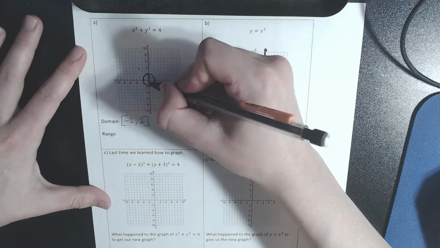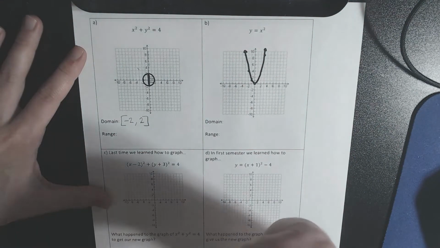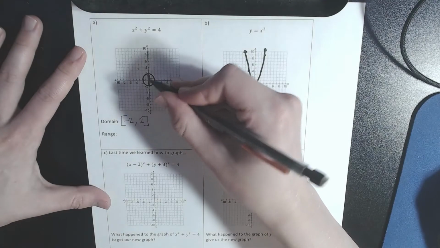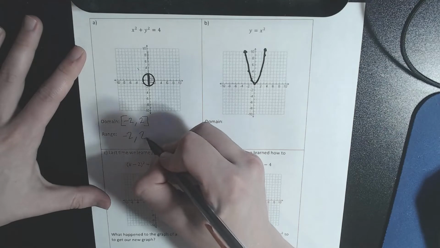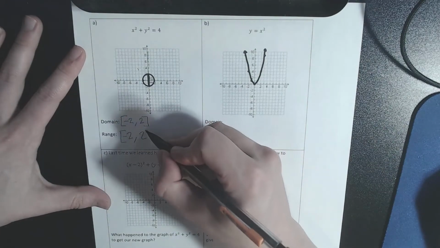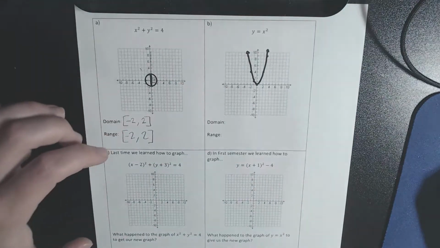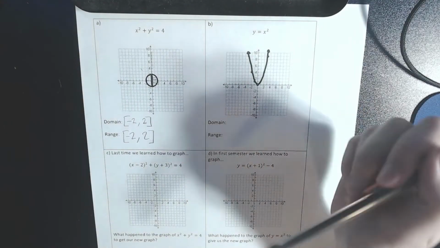So it's only the y values in between here and here that get hit. So again, it's down from -2 up to 2. So we just do -2 to 2, and both of the endpoints do get hit, so we're going to put brackets around those. So that's the domain, and that's the range of this relation. Okay, so domain is x values, range is y.